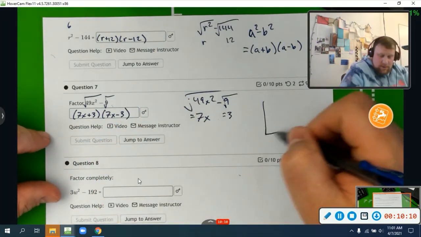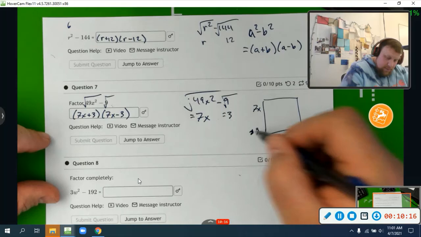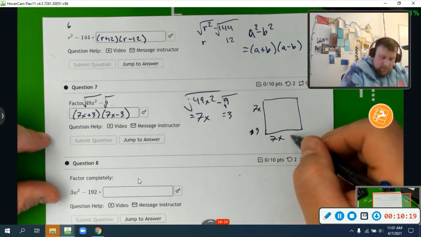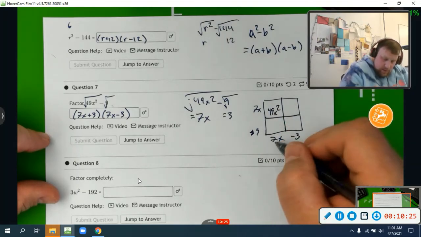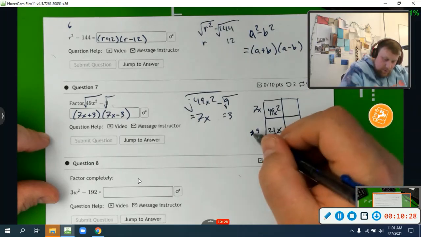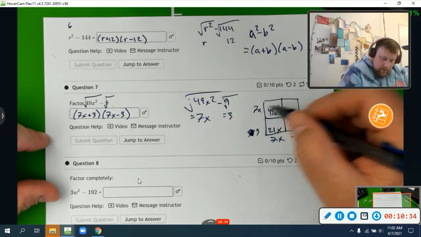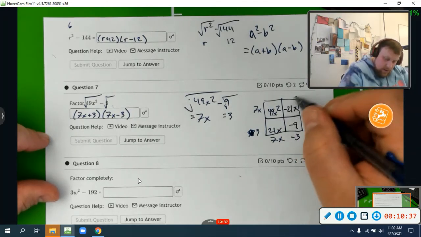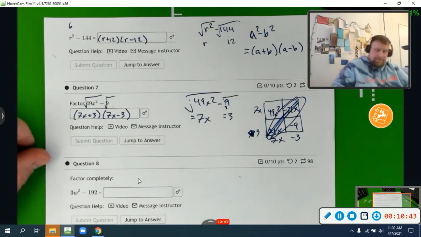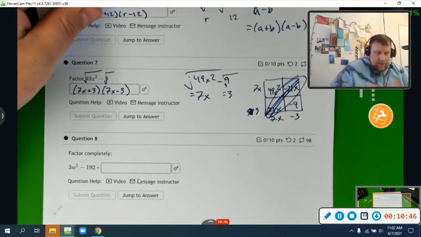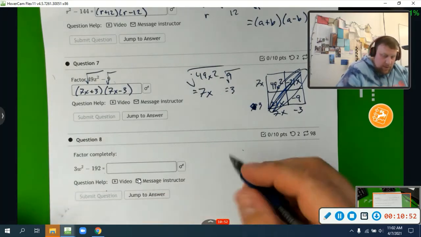Just to prove that that works, because I like to show you guys things that work. I have 7x plus 3 and 7x minus 3. I end up with 49x squared, plus 21x, and then 3 times negative 3 is negative 9. 7x times negative 3 is negative 21x. Those are going to cancel out, and I'm left with 49x squared minus 9, which is what we started off with.